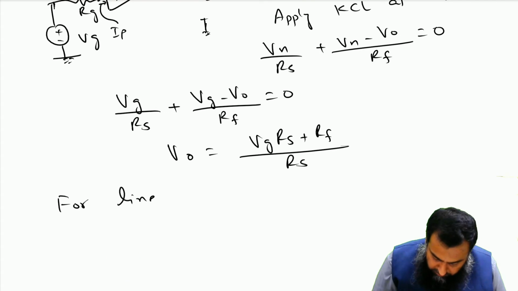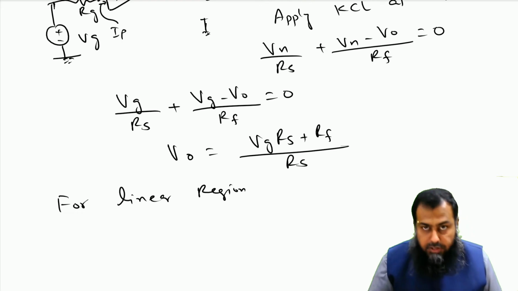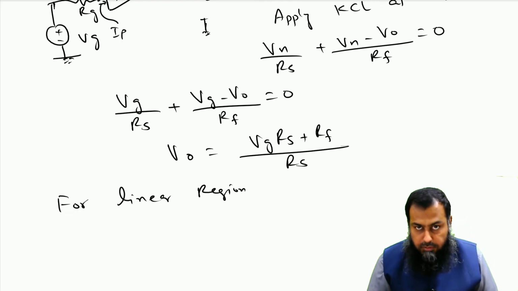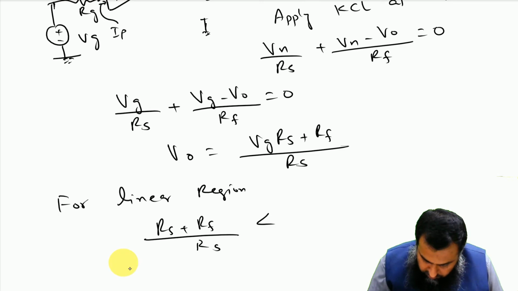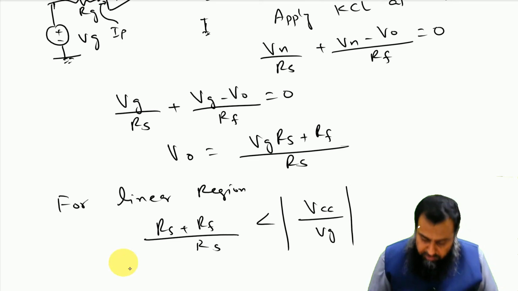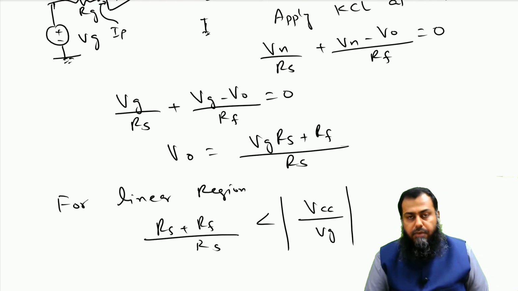And if we want to have an amplification here, then it must operate in a linear region. So for the linear region, the following condition must be true for this given operational amplifier circuit. Rs plus Rf over Rs should be less than Vcc over Vg. If this condition is not met, then the operational amplifier will saturate and it will not operate in a linear region.